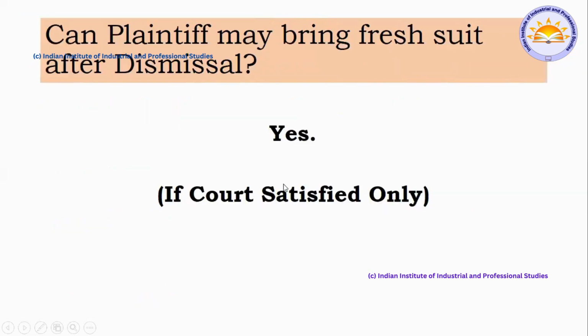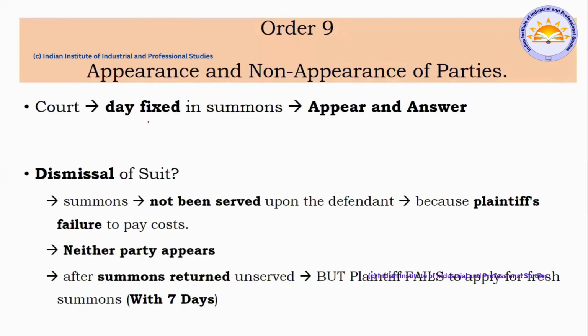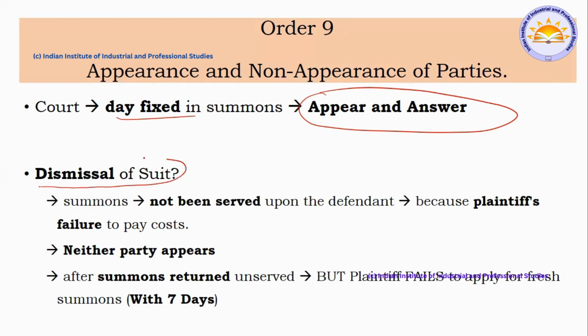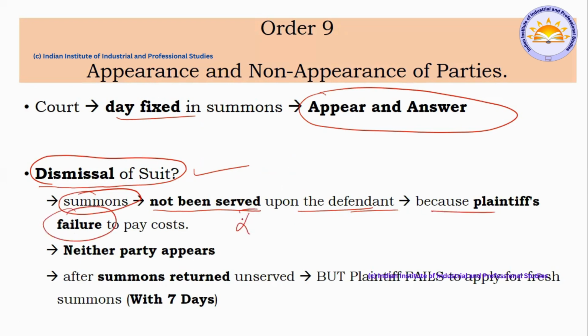So the court will fix a day for appearance and answering that particular suit. If they don't appear, then it will be dismissed. Dismissal of suit is possible when summons is not being served upon the defendant because the plaintiff failed to pay the cost. If the plaintiff has failed to pay the court fee, so that is the reason the summons does not reach the defendant, then it is subjected to dismissal.